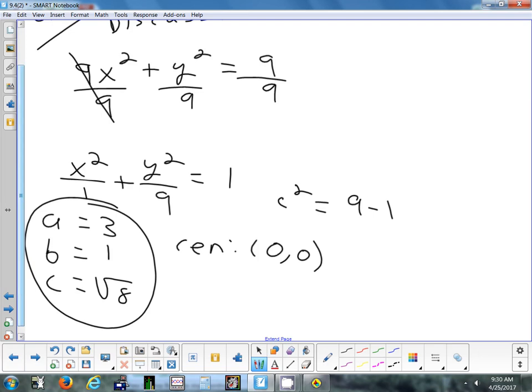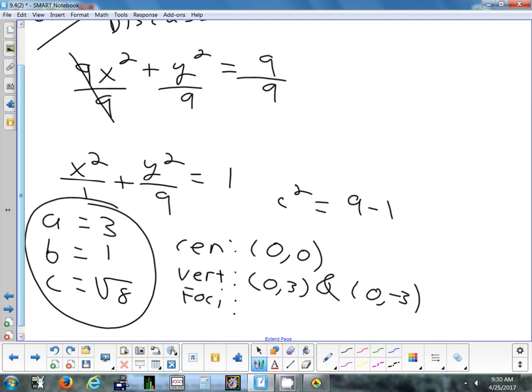Let's do the vertices. The vertices are A units away from the center. And in this case, since the bigger number is under y, they are above and below, not left and right, above and below. So what would be a coordinate 3 units above the center? 0, 3. Yep. 0, 3. And then 3 units below would be 0, -3.